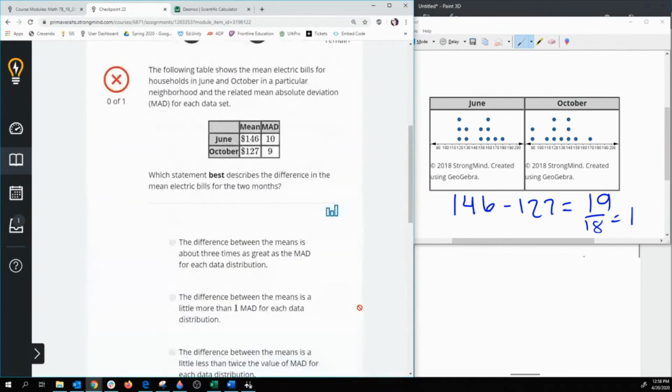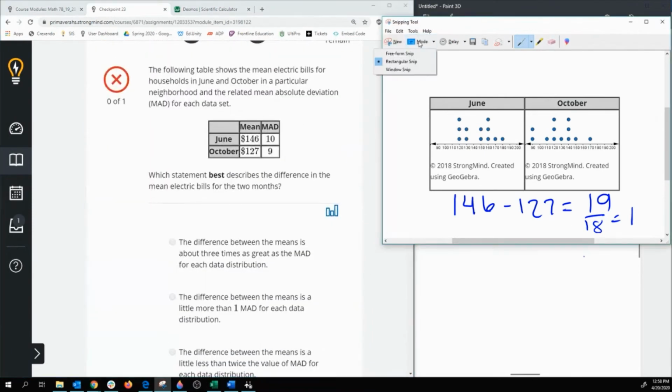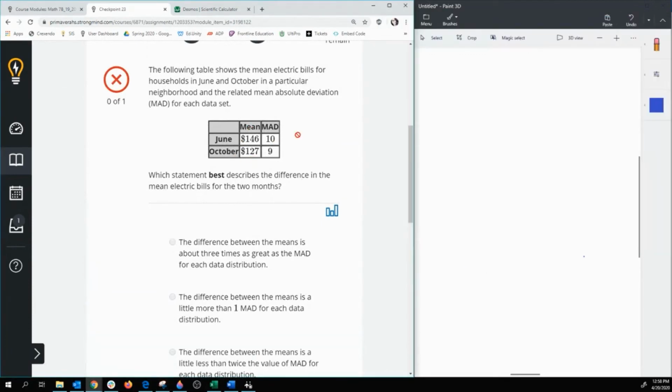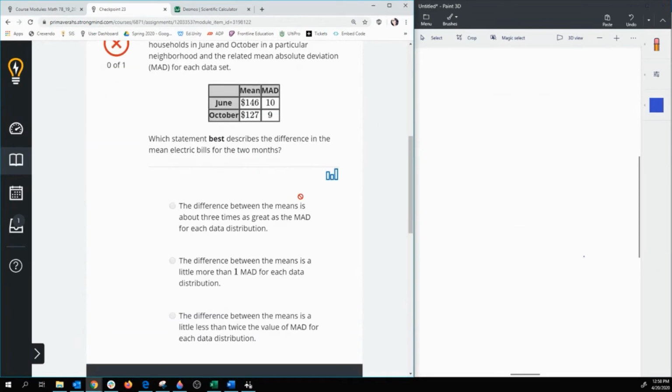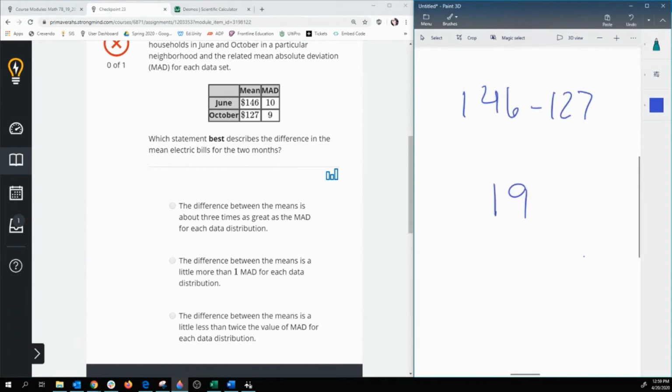All right, number 10. So here we have a new table, and it's the means and MADs for the electric bills for October and June. And we want to know which statement best describes the difference in the mean electric bills for the 2 months. Okay, let's see. The difference between the means is about 3 times as great as the MAD. Well, no, because if I take 146 and subtract 127, I get 19. And if I do 10 times 3, that's 30, so not that first one.